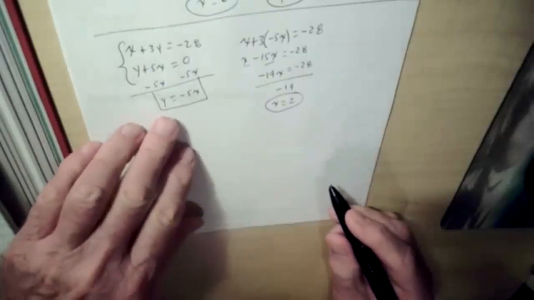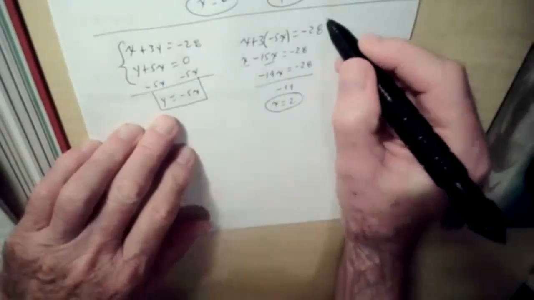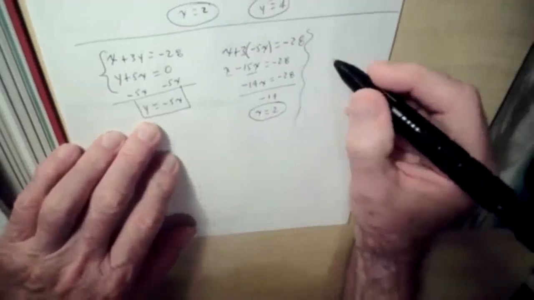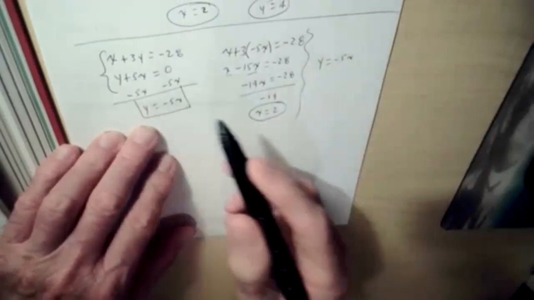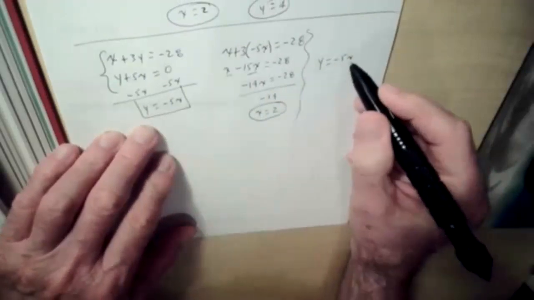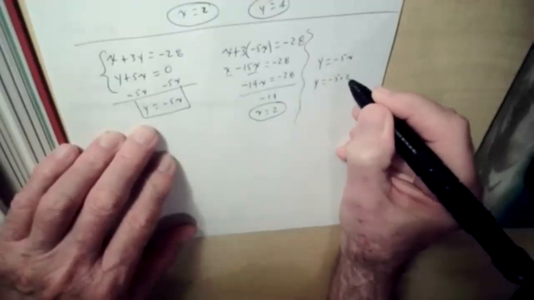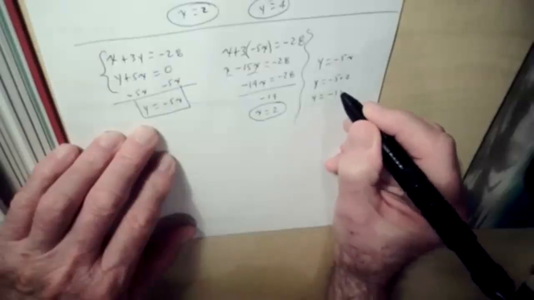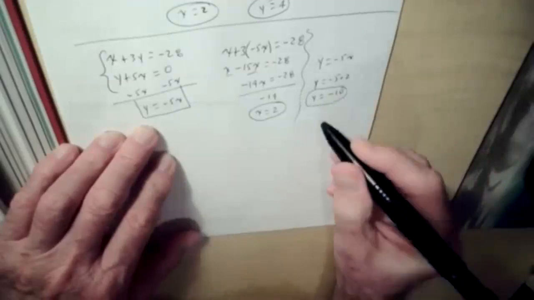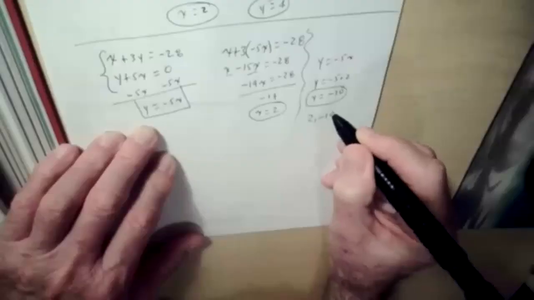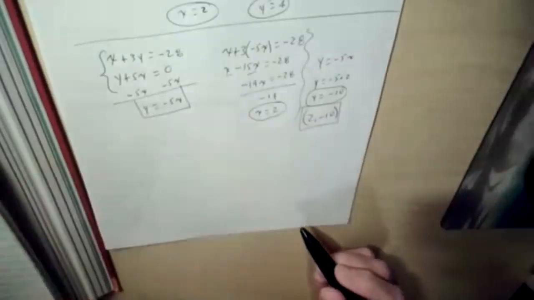Excuse me. Look, this one's already solved for y. So let's plug it in here. Y equals negative 5x. Okay, y is negative 5x. Now we plug in 2 for x. So y equals negative 5 times 2. So y is negative 10. Negative times a positive is a negative. So our answer here is 2 comma negative 10. That's our solution. It's about as difficult as these get.